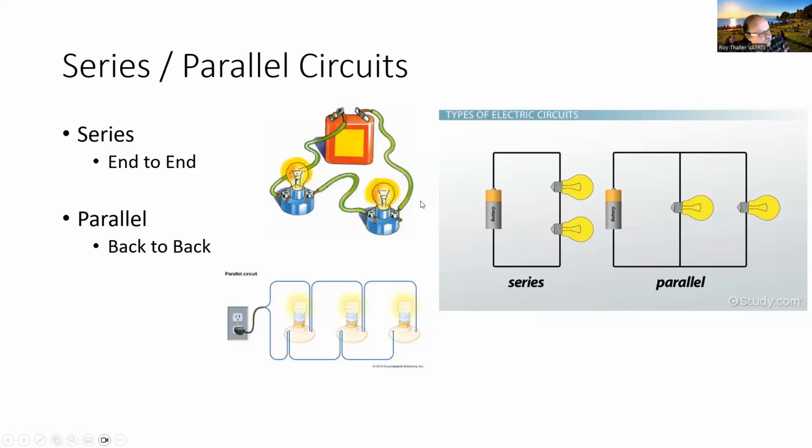And the other way of doing it is to connect it back and forth. Here, for example, are three light bulbs, and these three light bulbs are connected in parallel, and then the power source is coming from your AC outlet. And here is a representation, a battery and two light bulbs in parallel.